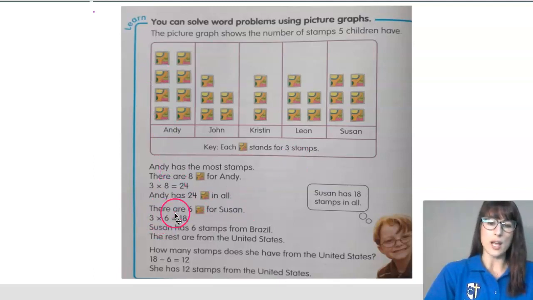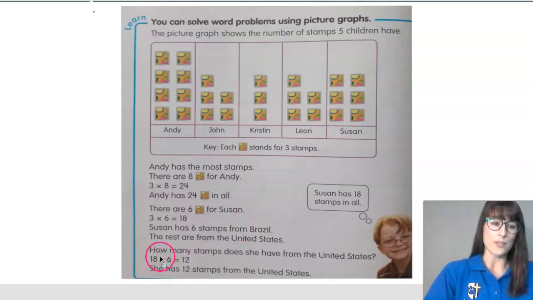Let's look at Susan. Susan has 6 of these symbols. We know that each stands for 3, so I will do 3 multiplied by 6 equals 18. Very good. Now let's look at this. Here they're playing little tricks on us, and they're telling us that Susan has 6 stems from Brazil, and the rest are from the United States. I know it sounds a little different, and it's a different scenario, but let's think about how we could find out how many stems she has from the United States. Because we know that she has 18. All of the stems are 18, right? 6 of those stems are from Brazil.